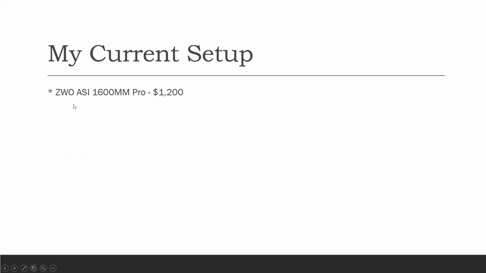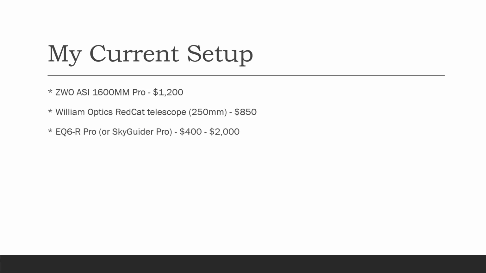I've got the ZWO ASI 1600 Pro, which is a monochrome camera, which costs you about $1,200. I'm using the William Optics Red Cat telescope, which has a focal length of 250 millimeters. And that might not sound like a lot, and it's definitely not a lot of zoom. But the great thing is when I pair this telescope with this particular camera, I get a crop factor of 2. Therefore, I'm basically shooting at 500 millimeters now just because I paired this camera with this telescope. And that's one of the reasons I love this setup, because I'm getting much more zoom than I probably should be, and I can get much better photos.